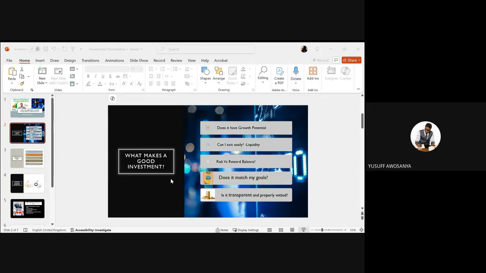But before you even go into an investment at all, we need to first of all do an assessment of ourselves. So we need to know exactly what we want out of the investment.